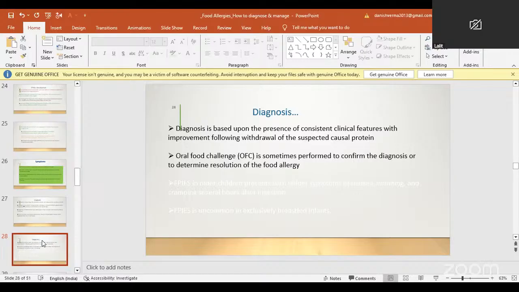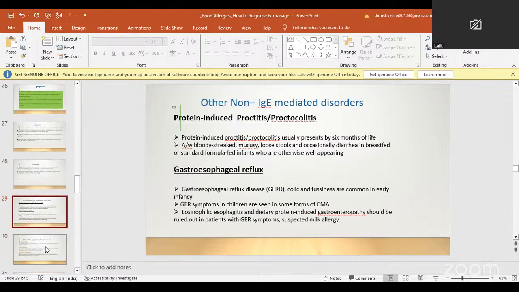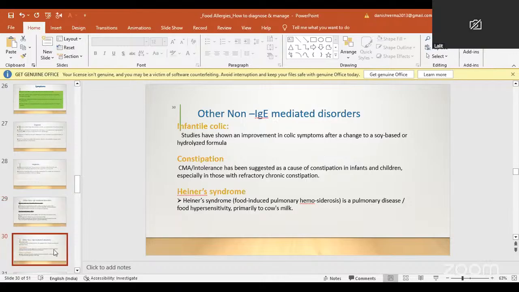So FPIES in older children presents with milder symptoms. They can also have nausea, vomiting, and cramping. And FPIES is uncommon in exclusively breastfed babies. Other non-IgE mediated disorders are protein-induced proctocolitis and proctitis, where they have mucus and blood in the stool. And the other one is GE reflux, which we see routinely in your cow's milk protein allergy cases, as well as other allergens also. I'm just trying to go fast so that we can cover the rest of the slides.